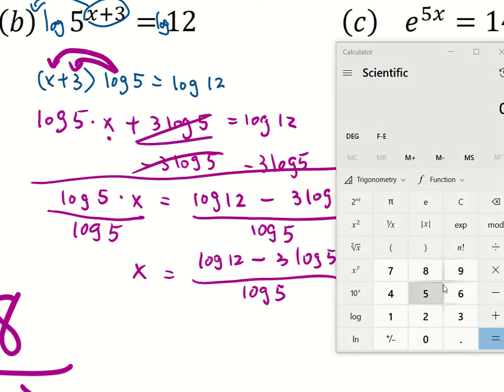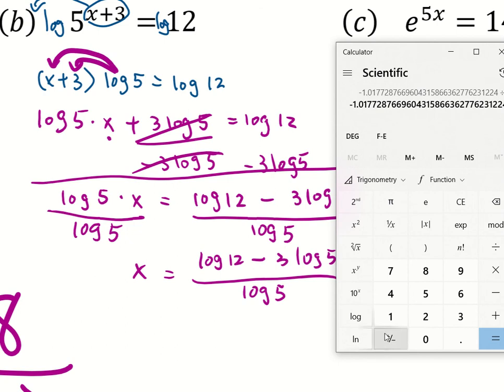You can use a calculator to evaluate this value, which is log of 12 minus 3 times log of 5 equals, all right, whatever this number is, you want to divide it by log of 5. So the answer is a negative number, negative 1.456.